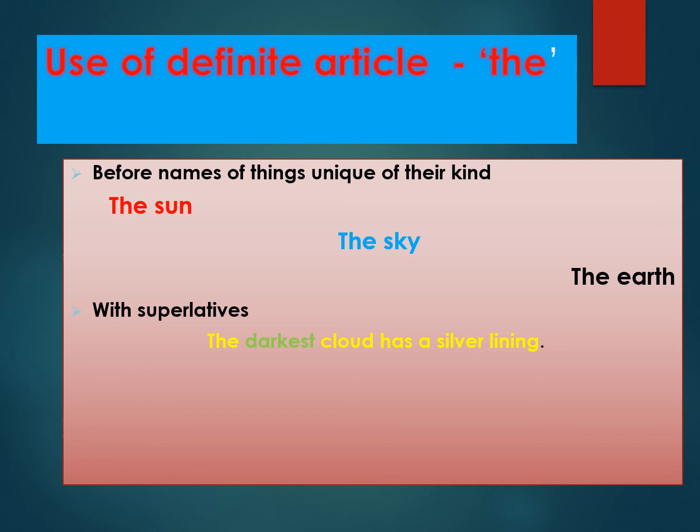So, darkest is the superlative. Before the superlatives, we have to use definite articles. The darkest cloud, the brightest boy in the class, the tallest boy in the class.